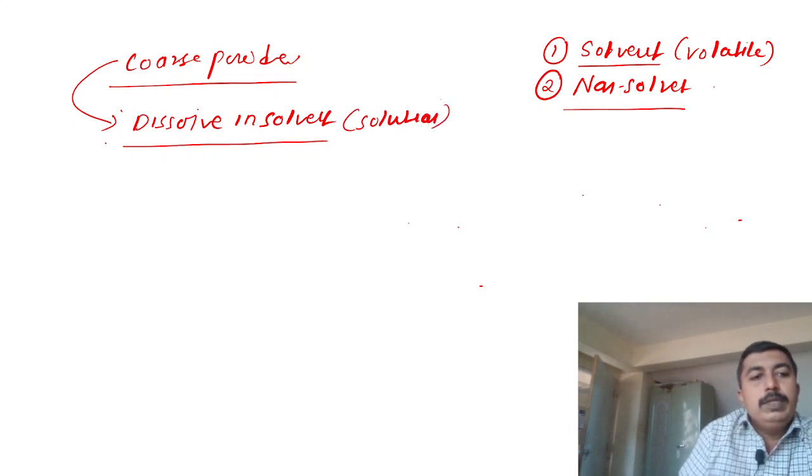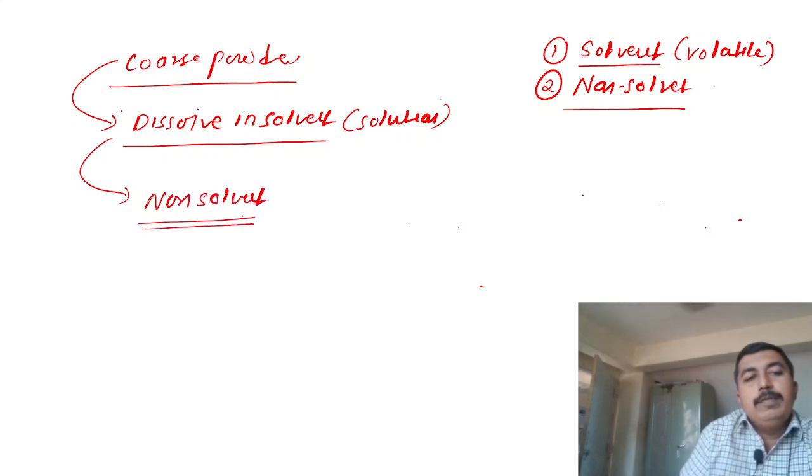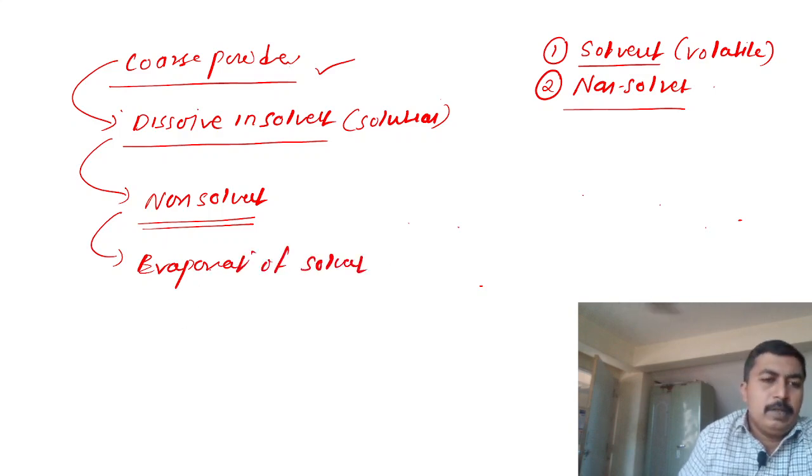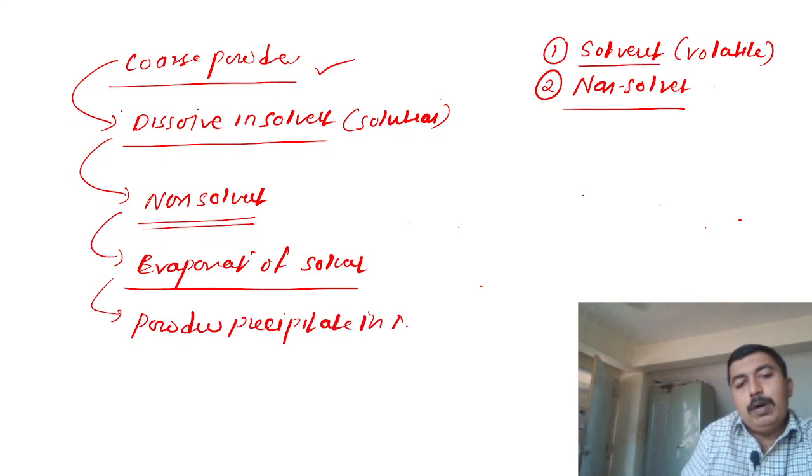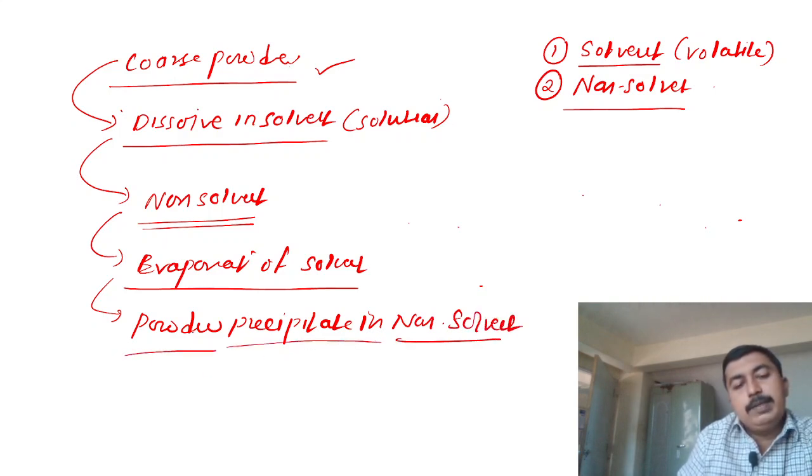And now this solution I will inject into one more liquid which is a non-solvent. As this liquid is a non-solvent for that particular coarse powder, what will happen? The evaporation of solvent takes place because the solvent is volatile. So the solvent will evaporate and the powder forms a precipitate in the non-solvent. So this is simply a precipitation process of size reduction.